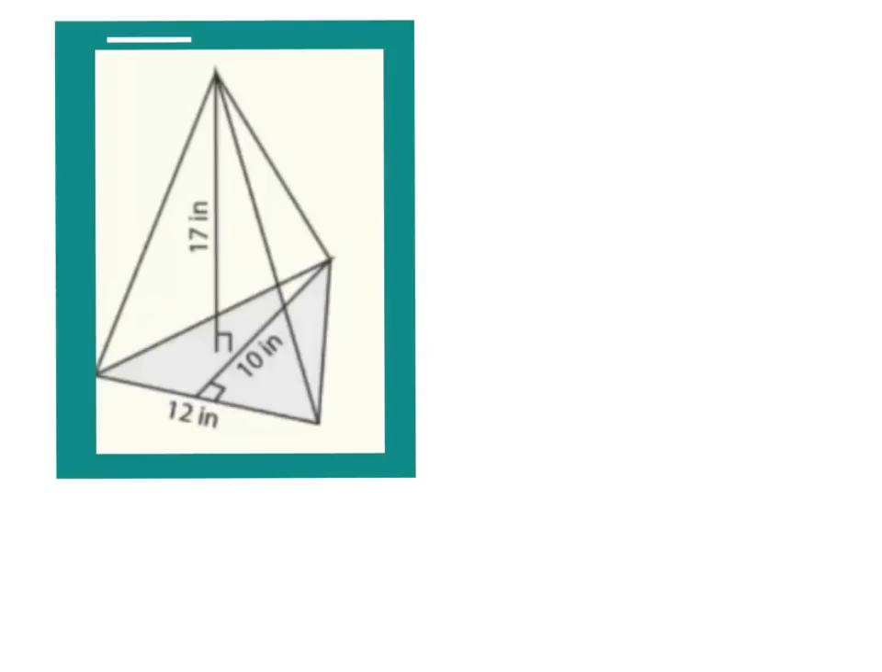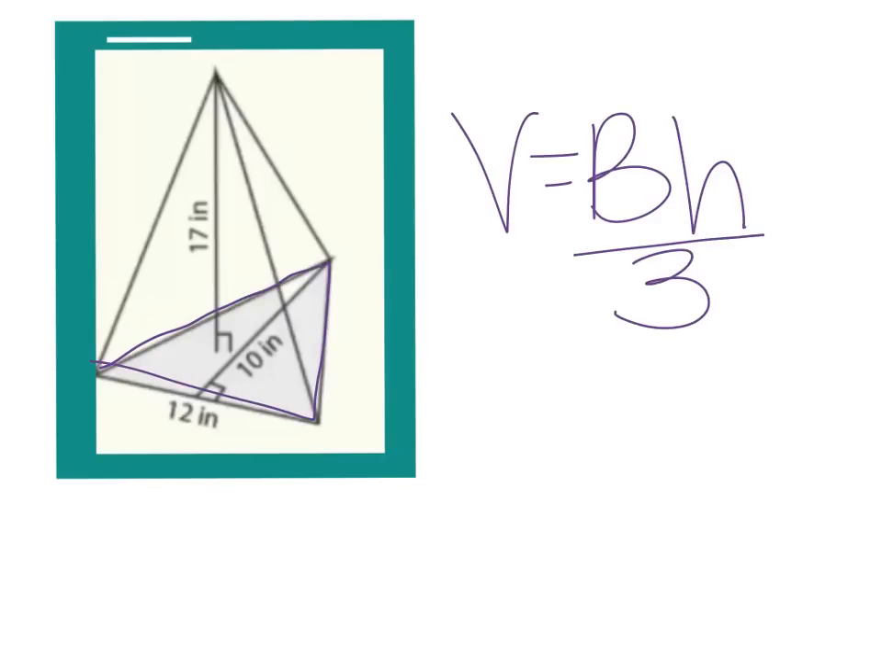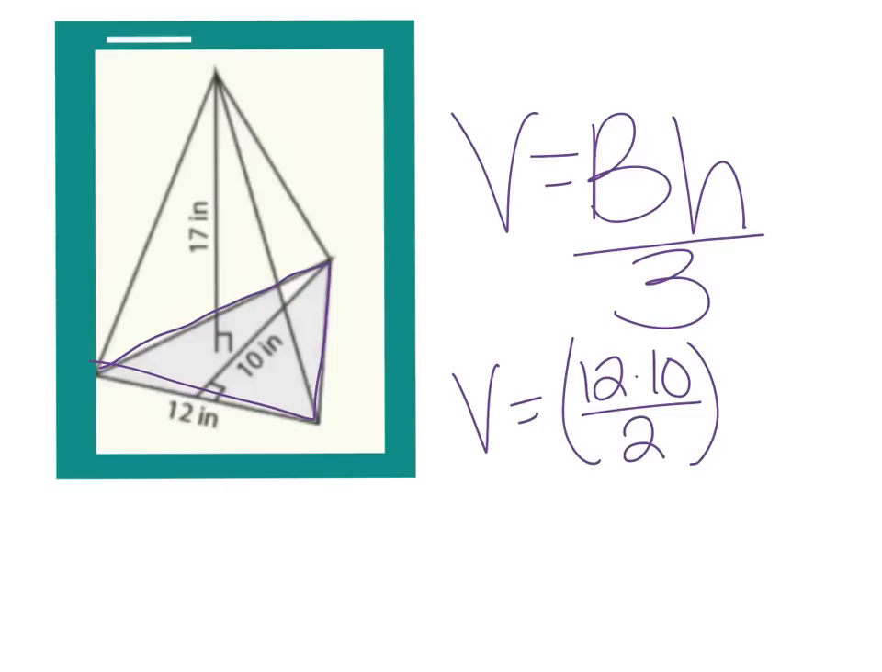So here's this one. We have a triangular pyramid, so our triangle is our base. We're going to do volume equals big B times height divided by 3. Hopefully you understood from the rice video that a pyramid is a third of a triangular prism, so you're going to divide it by 3. So volume equals area of the base, 12 times 10 divided by 2, times our height, which is 17, and then everything is going to be divided by 3.